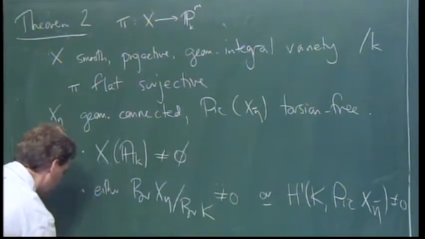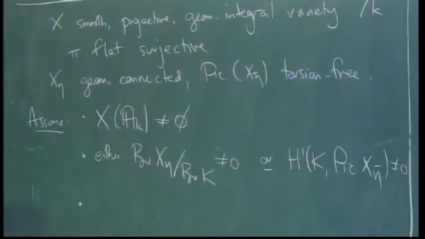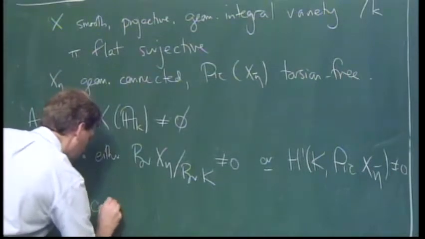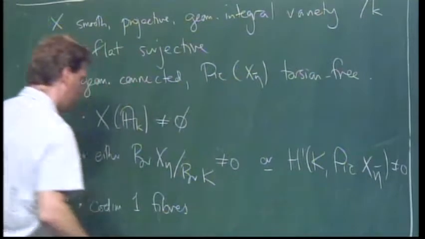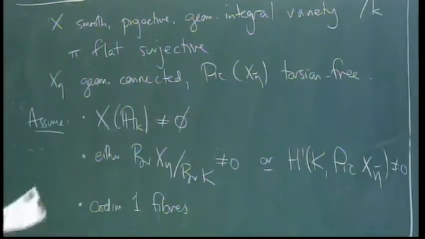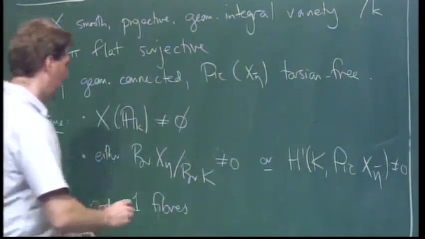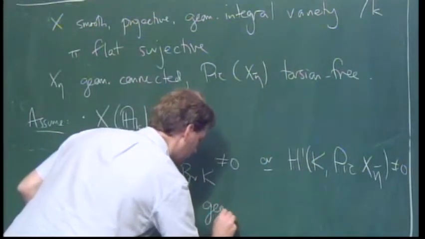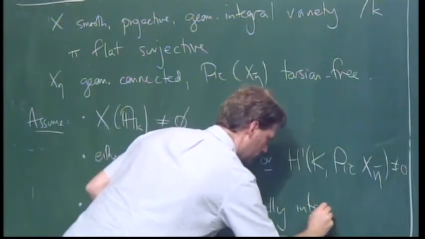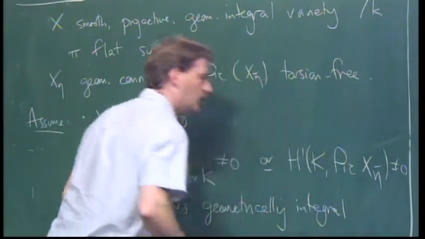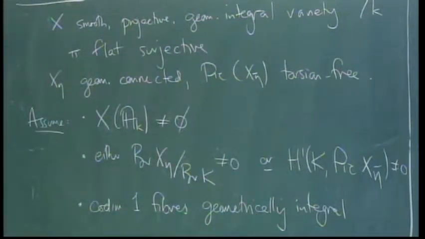I need to assume some geometrical things. So let's assume that the codimension 1 fibers, so the fibers over codimension 1 points of the base, are geometrically integral, which is a little bit stronger than we would like, really. But let's assume that. And I also have to assume something about the codimension 2 fibers, which is a little bit strange, but it really seems essential to the way the proof works.